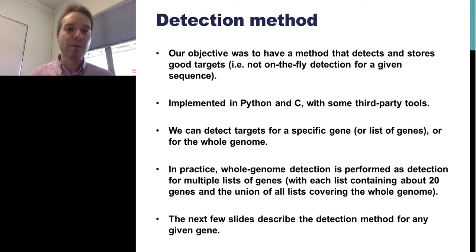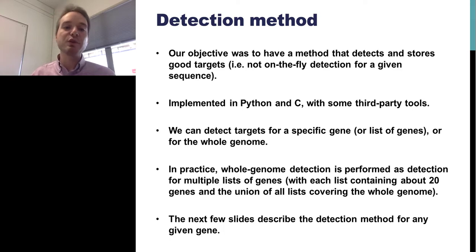So the objective is to have a method that will take as an input a genome and will detect all the targets for all the genes in that genome. It's a slightly different approach to some tools that do on-the-fly detection, where you provide a sequence and it finds targets just for that sequence.